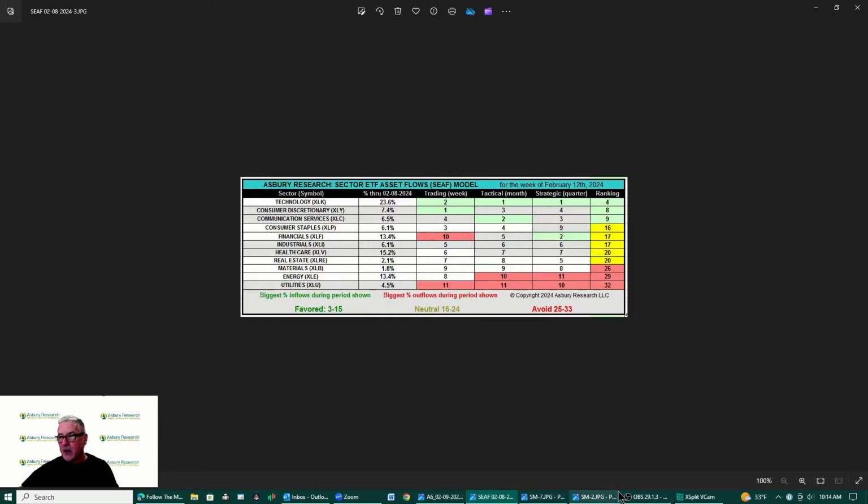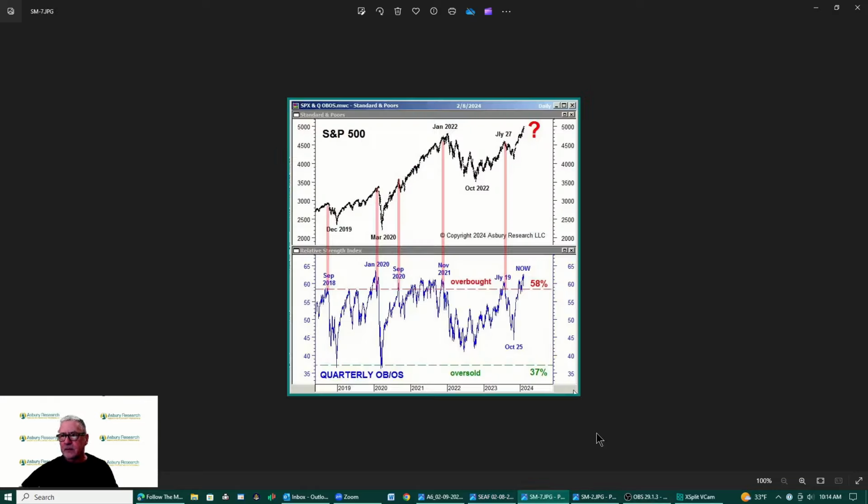Our next chart that I wanted to show today has to do with price momentum. This chart has the S&P 500 up top, going back to late 2018. And what we see here is a quarterly overbought condition right now, above 58%. The last several times that we've been at this overbought extreme, we had one at the end of July of last year. As you recall, that was an important top.